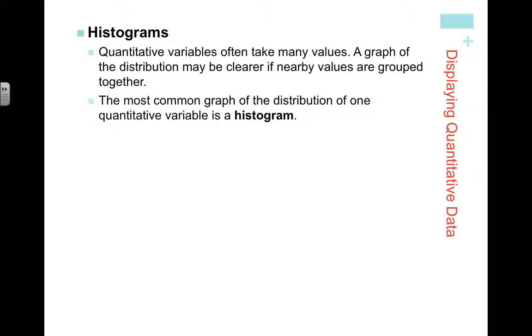Often you could end up with a graph that won't tell you much. It'll be an okay graph, but it's not going to mean much to you. Whereas if you grouped some values together, then it could make a more clear picture for you. So one very common graph of the distribution of a quantitative variable is a histogram, which does just that.